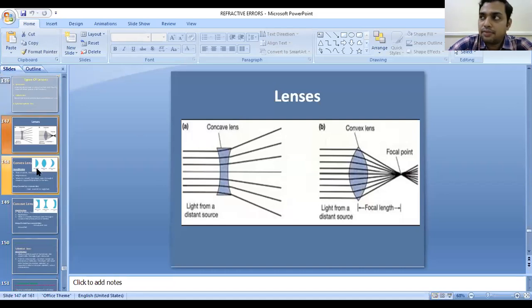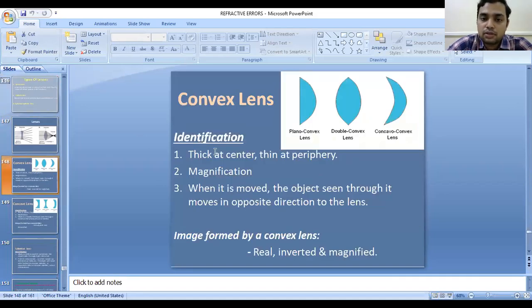Coming to the different types of lens we use in ophthalmology, we use the convex lens. The convex lens is used in the case of hypermetropic refractive error. So how will you identify the convex lens? Here is the convex lens. This is the double convex, this is the planar convex and the concave convex. Here, the center part is thick and the peripheral part is thin.